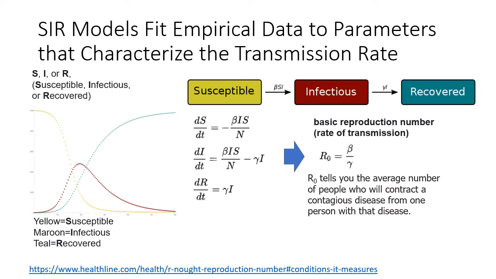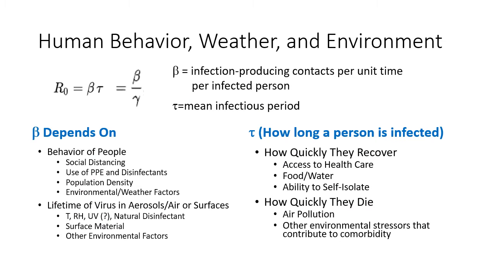SIR models are used to fit empirical data to find parameters that characterize the transmission rate of COVID-19 and other infectious diseases. The parameter output is the basic reproduction number, R0, or the rate of transmittance. Human behavior, weather, and environment can influence this.